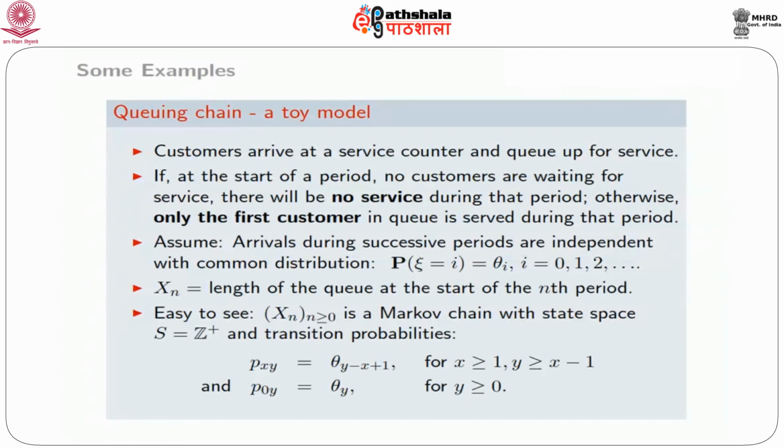The formula is slightly different if x is 0, because if x is 0, that means there are no customers at the start of day n, so there is no service. So, it remains 0. On the next day, in order to get the size of the queue to be y, there has to be exactly y many new arrivals on that day. That is why P0y is theta y. So, this is pretty simple.